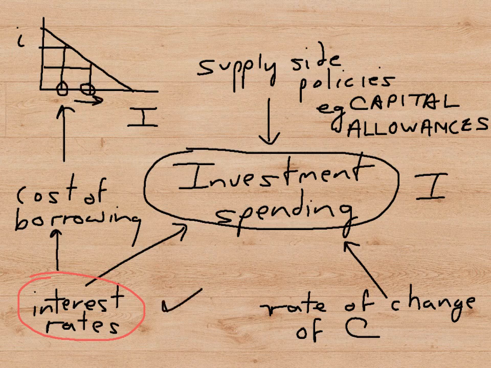Apart from interest rates, the Accelerator Theory says that investment spending is affected by the rate of change of consumption. And of course, there are also supply-side influences on the level of investment. For example, capital allowances. Many governments allow firms who spend money on machines, factories, etc., to deduct a percentage, to subtract a percentage of that investment spending from taxable profits, so that they end up paying less tax. This is called a capital allowance. It's a supply-side policy because it's designed to encourage investment by firms.